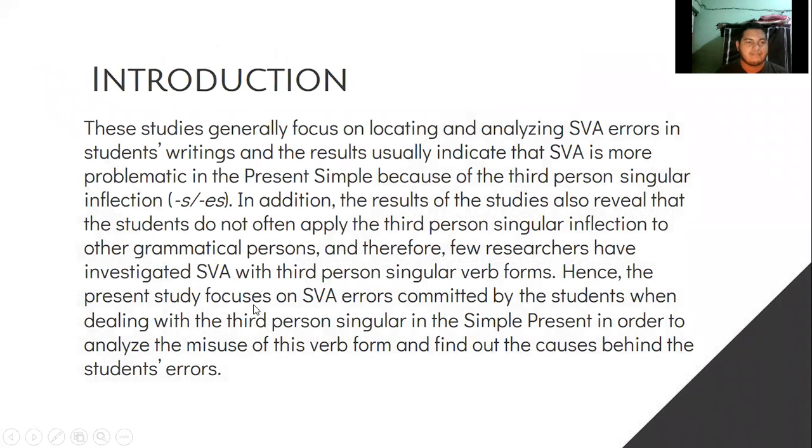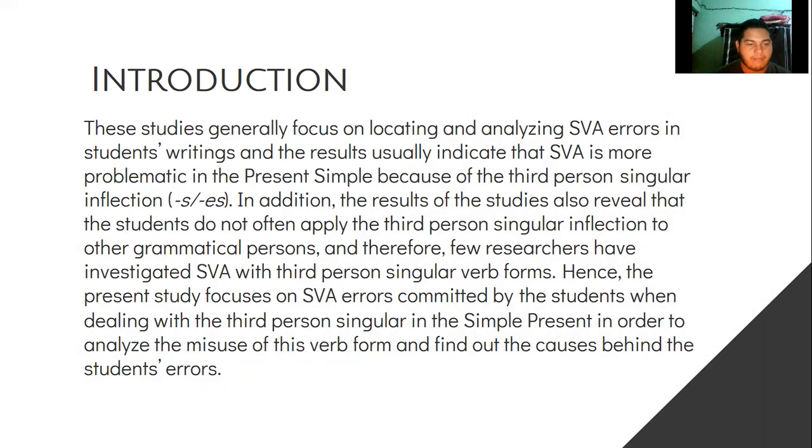And the introduction says, this study generally focuses on locating and analyzing subject-verb agreement errors in students' writing, and the results usually indicate that subject-verb agreement is more problematic in the present simple because of the third person singular inflection, the letter S and ES. In addition, the results of these studies also revealed that the students do not often apply the third person singular inflection to a grammatical person, and therefore few researchers have investigated subject-verb agreement with third person singular verb forms.